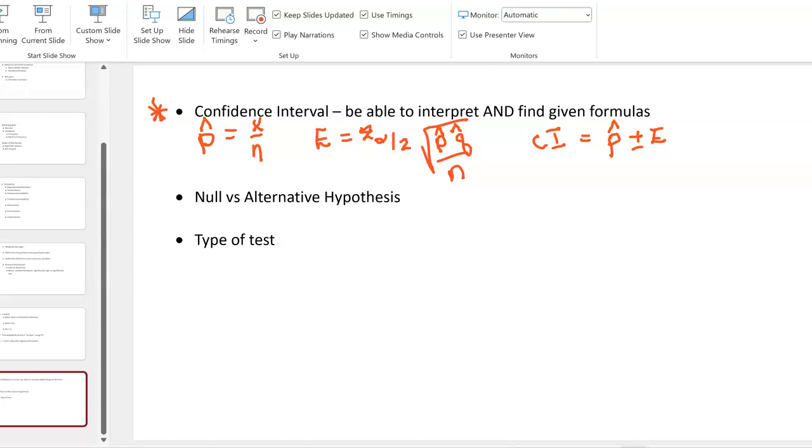Okay, and then from chapter 8, the one that we just got done, I had originally told you that I was just going to ask for null and alternative hypothesis. I decided that I am also going to ask the type of test, and that is the stuff where I'm just talking about the left, right, or two-tailed. Okay, so that is basically a rundown of what you can expect from your exam.